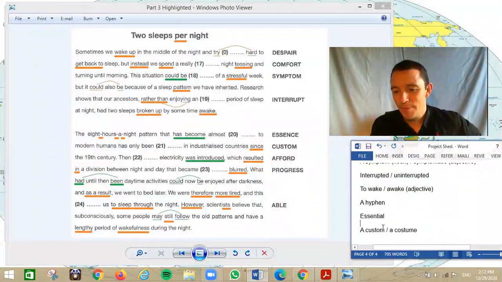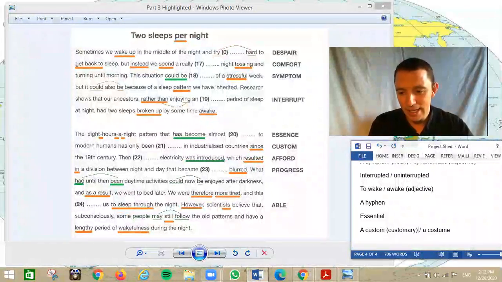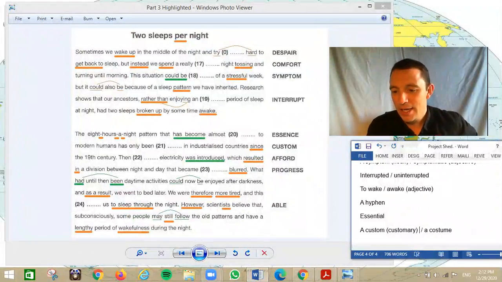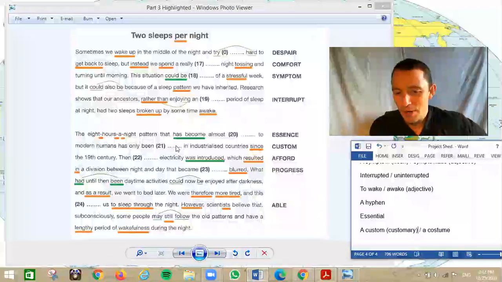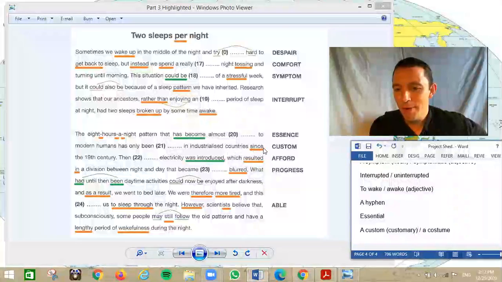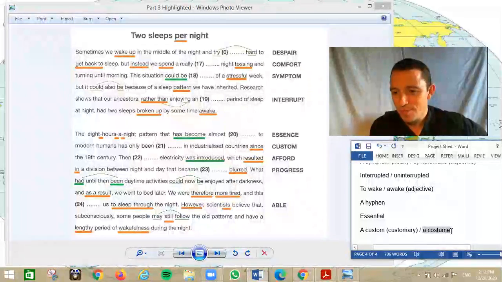And really, the answer is difficult, and they say customary, okay? So it's like traditional or something regular, something normal. So only been customary, like tradition, as I said, in industrialized countries since the 19th century. Okay, before I look at since, I just want to remind you of the difference with a costume.